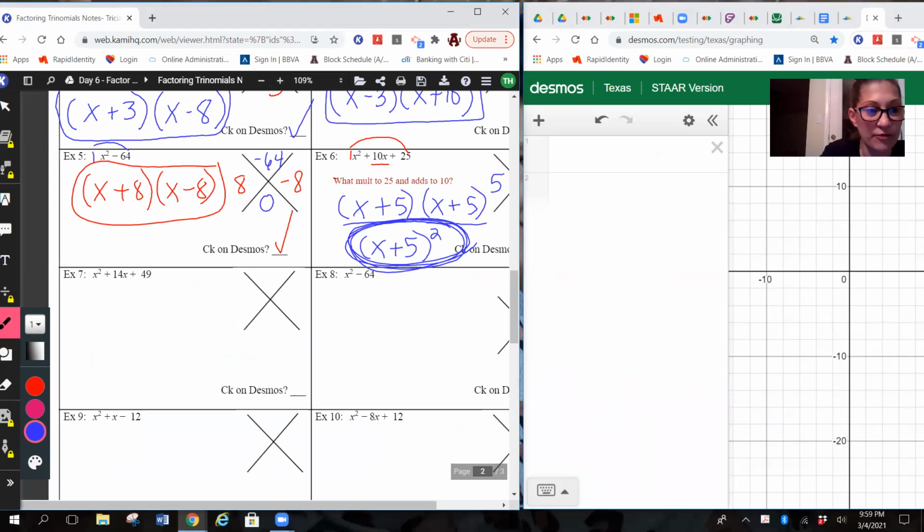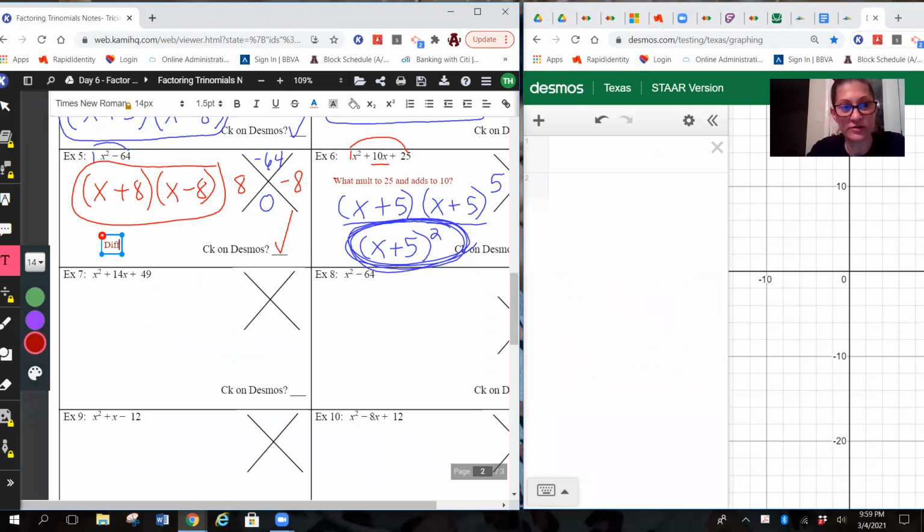Okay, now example 5 is called the difference of perfect squares. You guys know that 8 times 8 is 64. That's a perfect square. 64 is a perfect square. X squared is a perfect square. So the difference of perfect squares will always break up as x plus 8, x minus 8. One's plus, one's minus. That's the only way to add the 0.